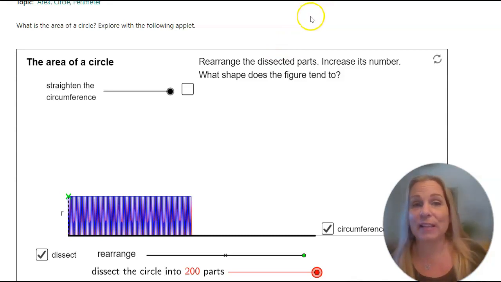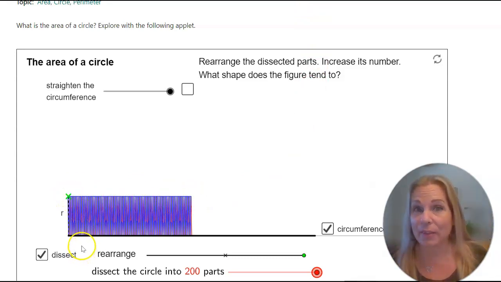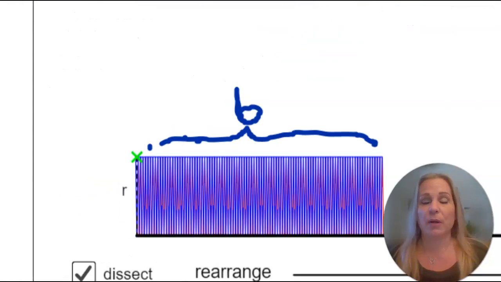If I want to find the area of the rectangle, I have to do the length times the width. We did area of a rectangle is base times height. But what exactly is my base and what exactly is my height? Well, let's look at the base first. This length here is my base, because whether I measure it on the top part or on the bottom part, it's still my base.